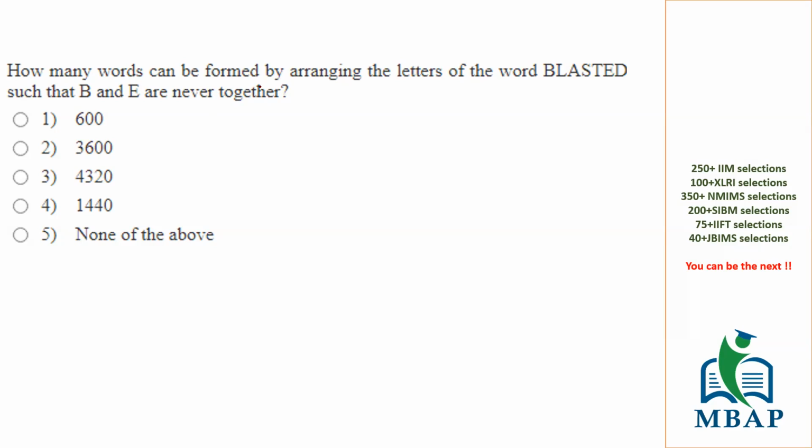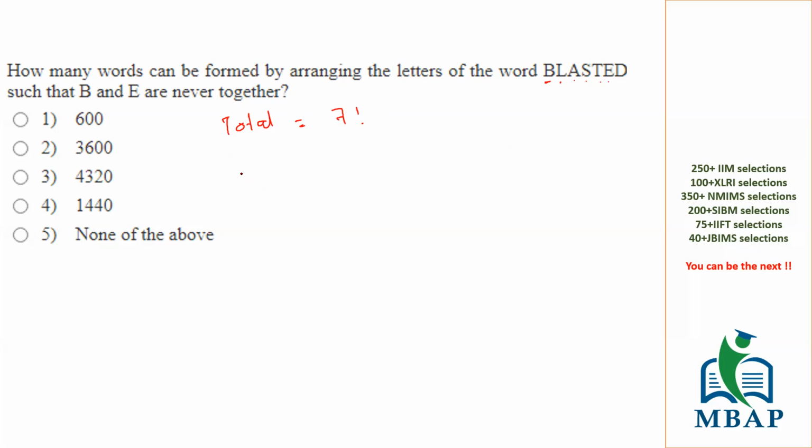How many words can be formed by arranging the letters of the word BLASTED such that B and E are never together? So if you look at it, one, two, three, four, five, six, seven. There are seven different letters. No letter is repeated. So the total number of words, or total number of ways you can arrange, is 7 factorial using these letters, right?